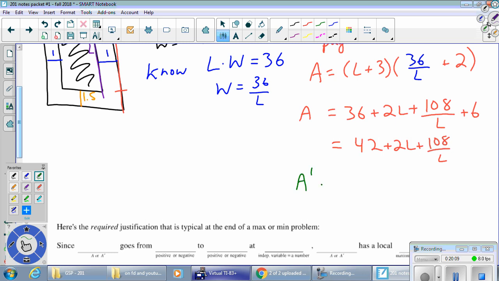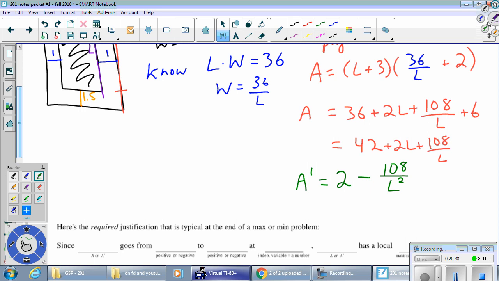A prime equals, okay, the derivative of 42 is 0. I won't write it. The derivative of plus 2L, that's just 2. The derivative of 108 over L, that's one of our special cases, constant over x becomes negative the constant over x squared. So negative 108 over L squared. And that's it. Because we know our derivatives really well in a couple of special cases, this derivative was a piece of cake.